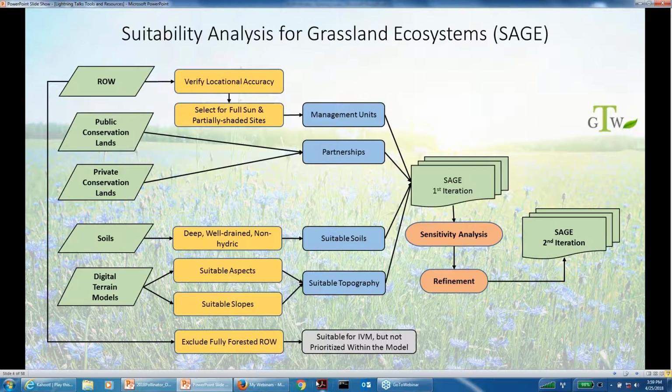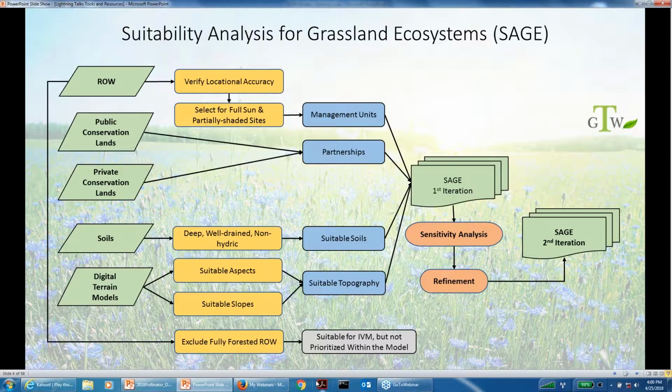Then we have public conservation lands and private conservation lands. This is partnership. We can combine these. This is national, tribal, state, municipal lands, as well as private conservation lands, like folks like the TNC. Then we have soils: deep, well-drained, non-hydric, touched on that earlier. There are a variety of places where this data is available, mostly through the NRCS, the SSURGO system, but weeding through those databases can be a little bit complicated. Once you get the hang of it, you're good to go.